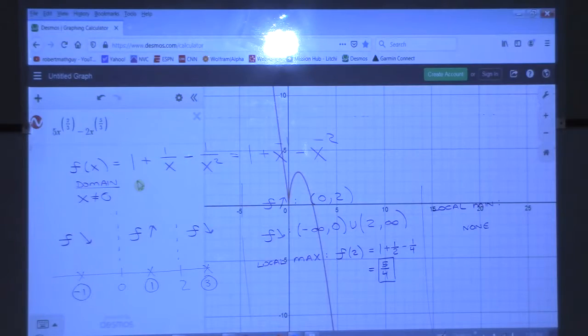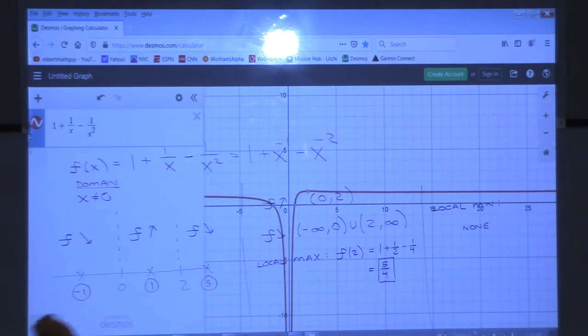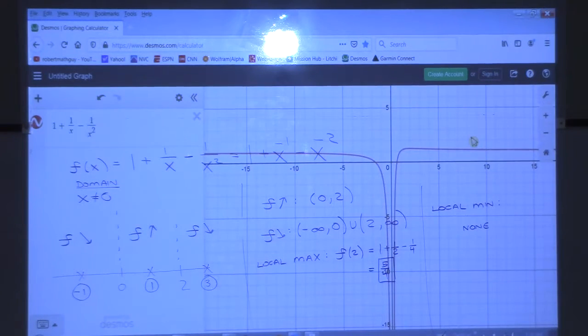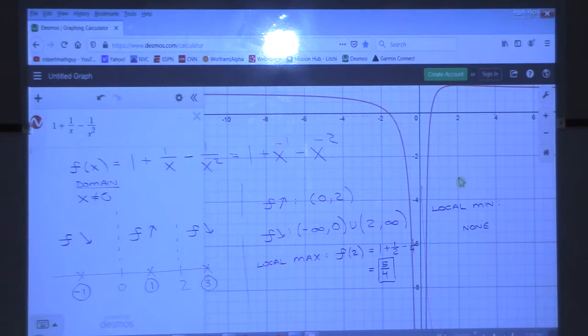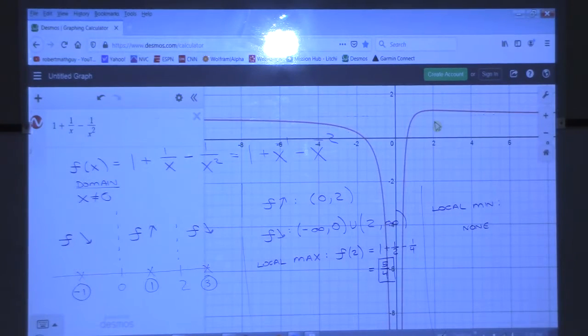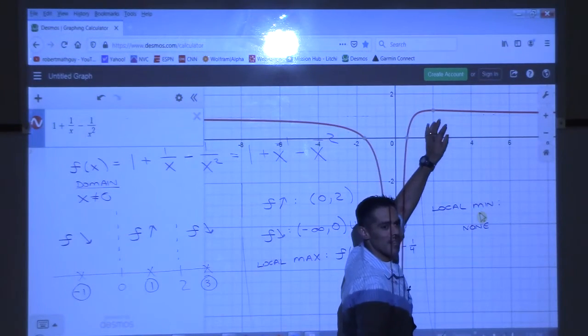Let's take a look at this function. 1 plus 1 over x minus 1 over x squared. There it is. So we found a local max at 2, right? I'll zoom in a little bit. Hard to see that, but that point right there is our local maximum. It is the highest point locally. It's a little hilltop here.